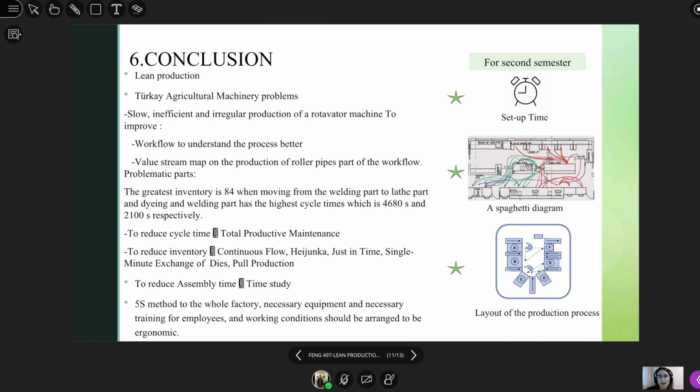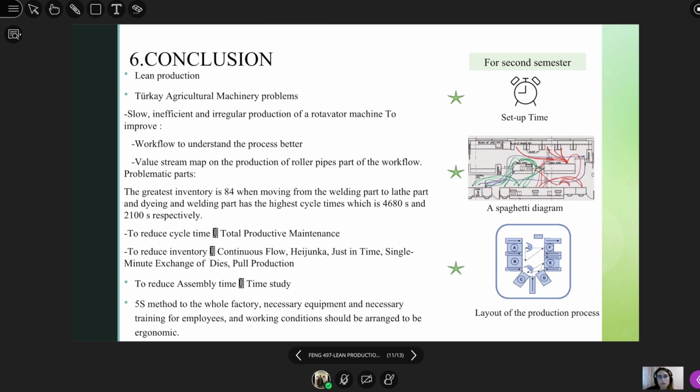To reduce the high inventory and high cycle times, some studies should be done. To reduce cycle times, total productive maintenance can help. Continuous flow, Heijunka, just-in-time, single-minute exchange of dies, and pull production can help to reduce inventory. As the assembly is a manual job, the machine time can be shortened to some extent, but the time of manual work, that is human work, can be reduced by time study.